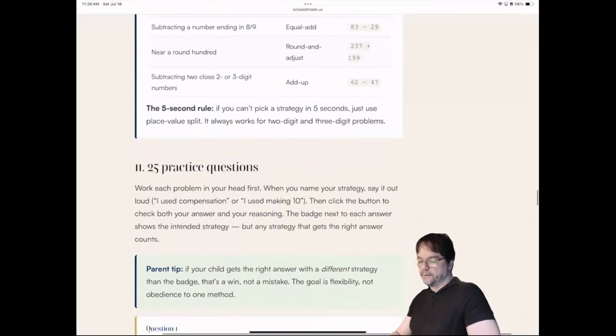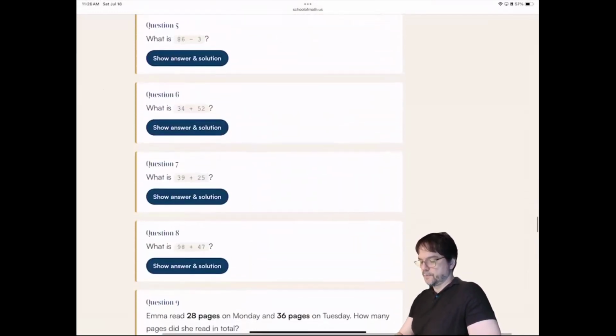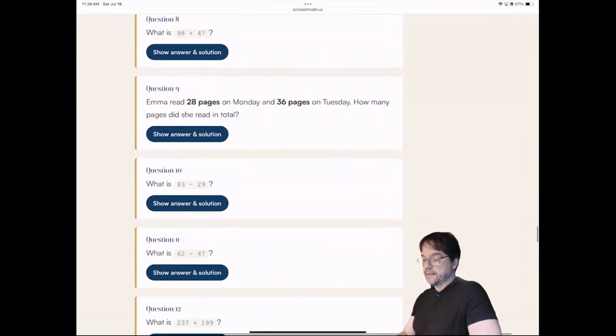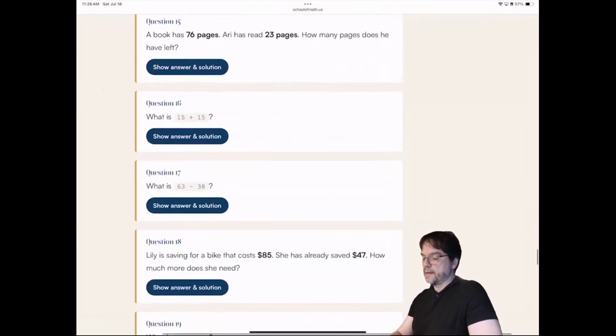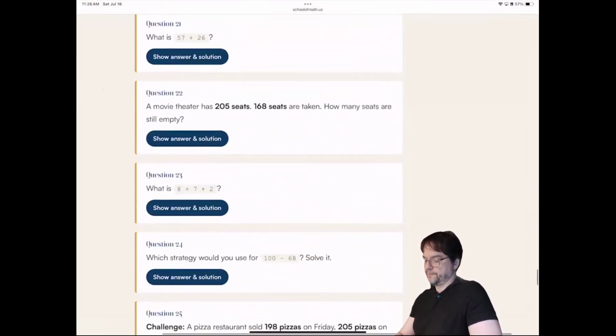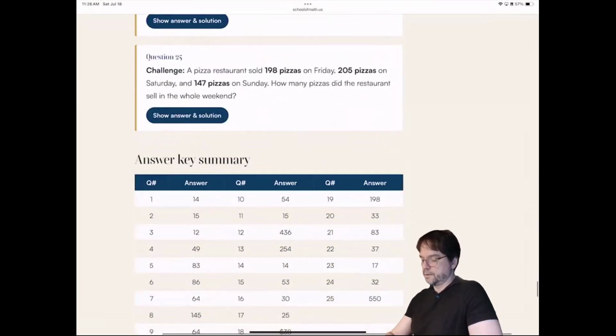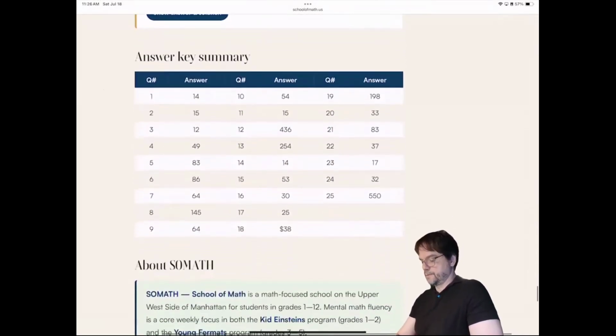Here you find 25 practice questions that you can easily do with pen and paper, but I would like you to try mental math. This is our homework. And these are the answers. Is that okay?